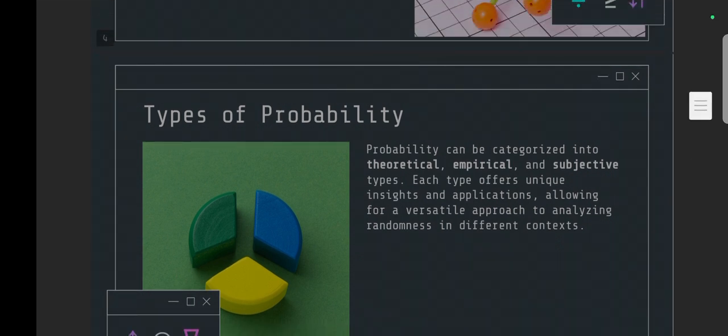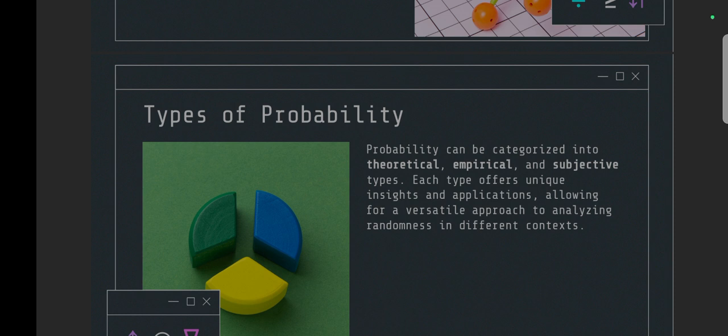Types of probability. Probability can be categorized into several types, each serving different contexts and interpretations. Here are some main types. Theoretical probability. This is based on assumption of equally likely outcomes, and it is calculated using the formula P of A is equal to number of favorable outcomes by total number of outcomes.